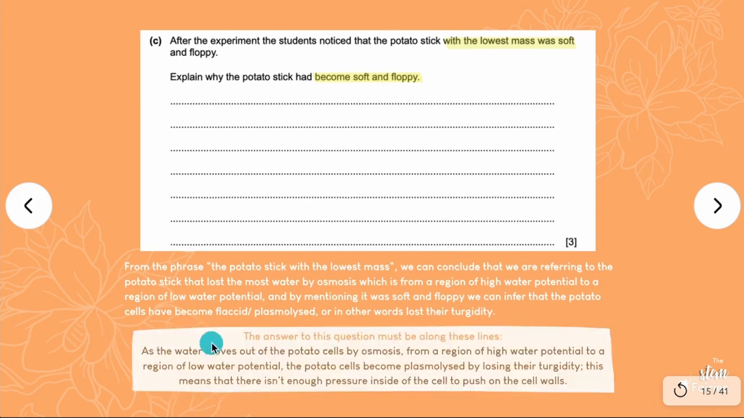As the water moves out of the potato cells by osmosis, from a region of high water potential to a region of low water potential, the potato cells become plasmolysed by losing their turgidity. This means that there isn't enough pressure inside of the cell to push on their cell walls.